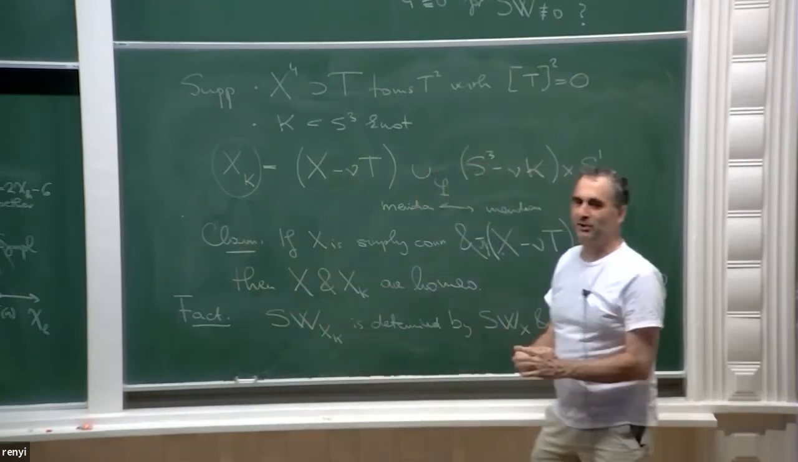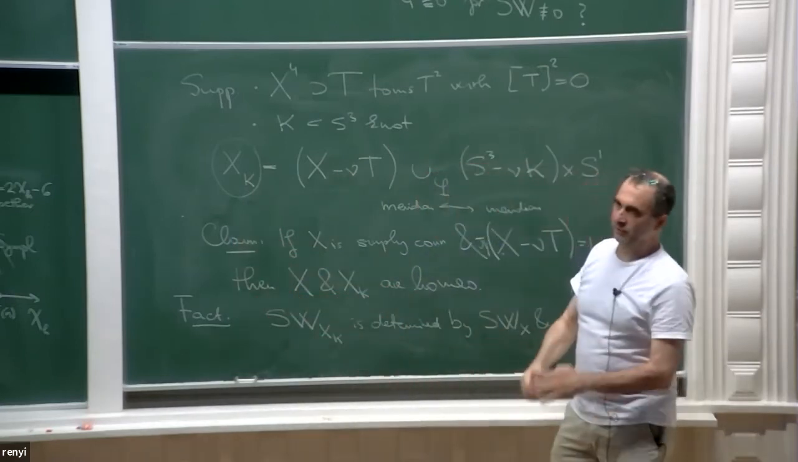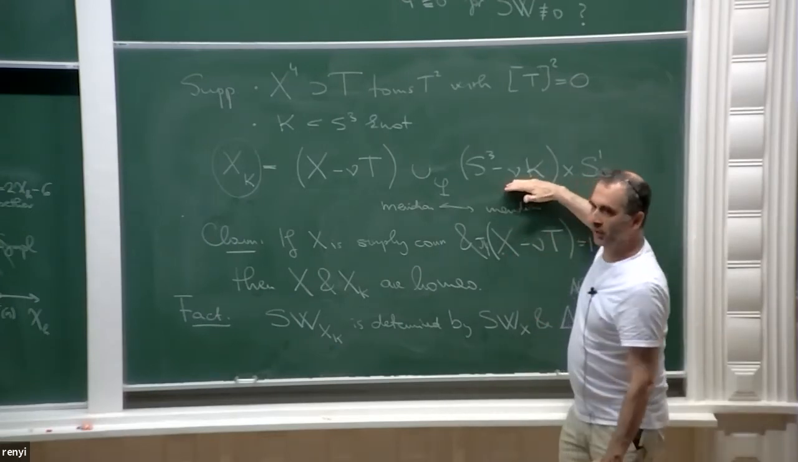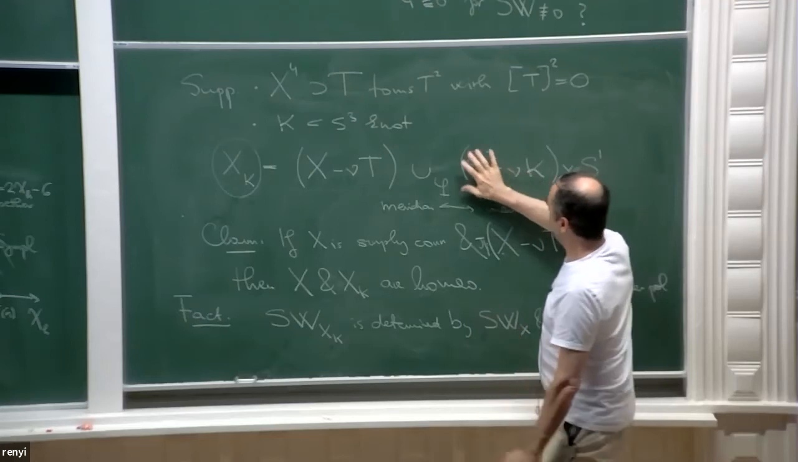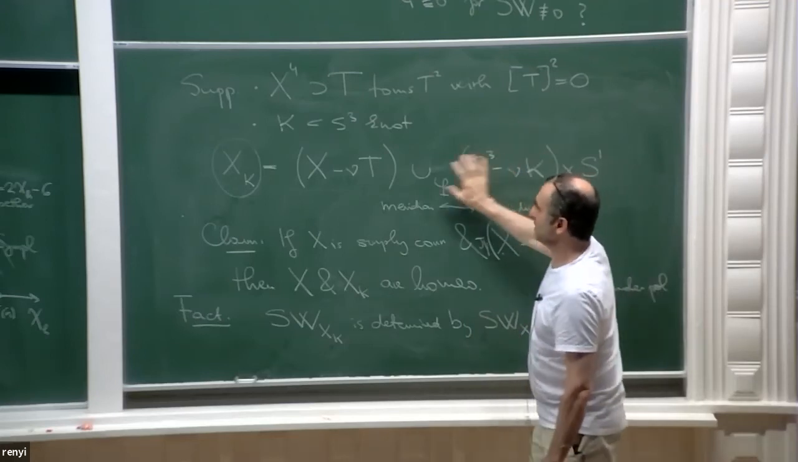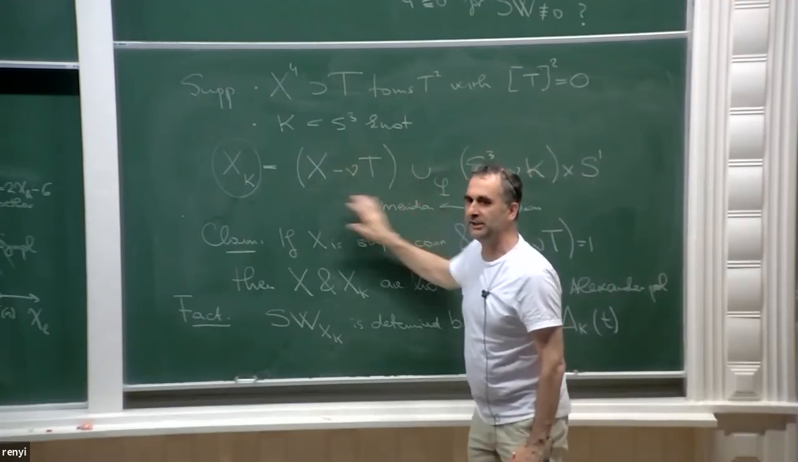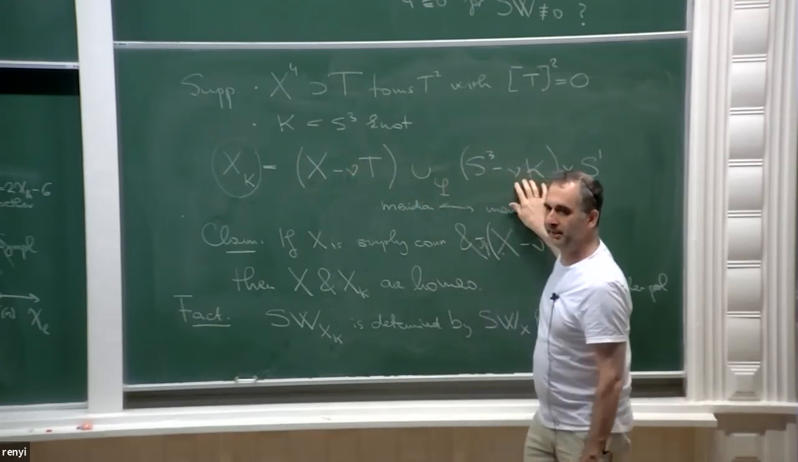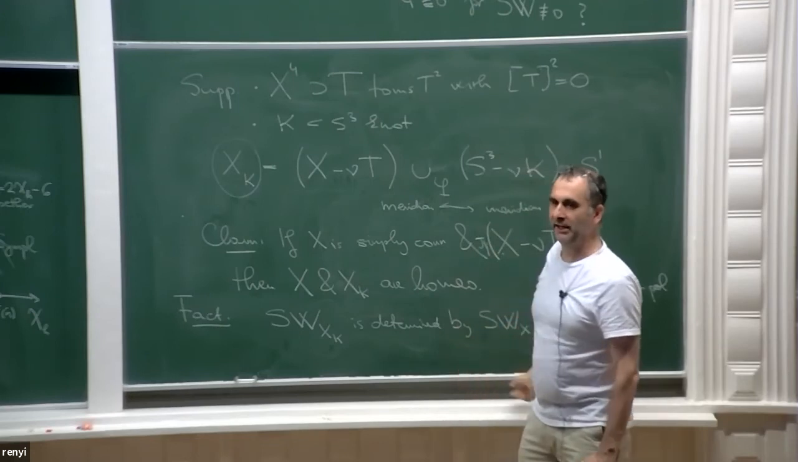If you would like to have a sort of philosophical, moral reason why the Alexander polynomial of the knot appears, it is that the fundamental group locally appears in the 4 manifold, but then globally disappears. And the fundamental group doesn't remember that local appearance, but the Seiberg-Witten invariant does.